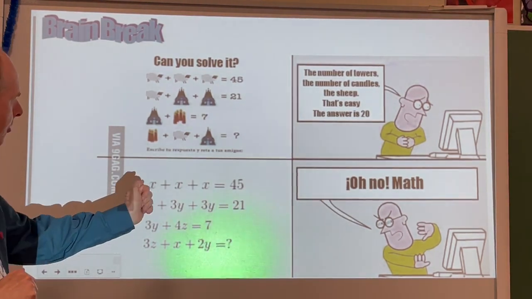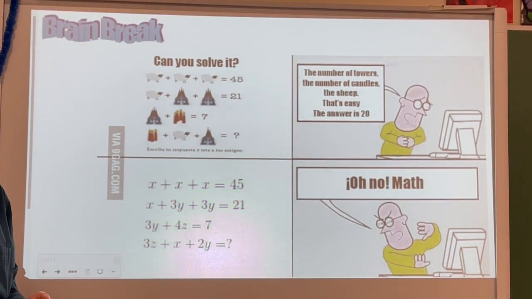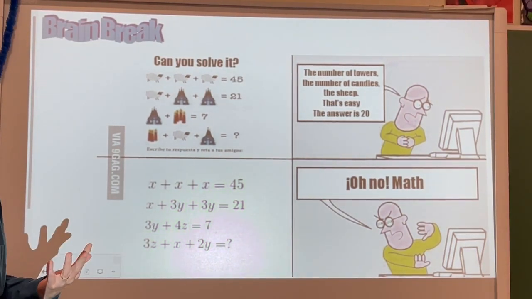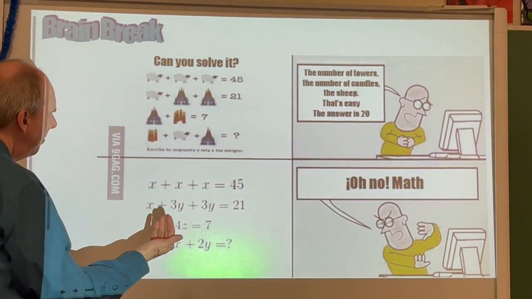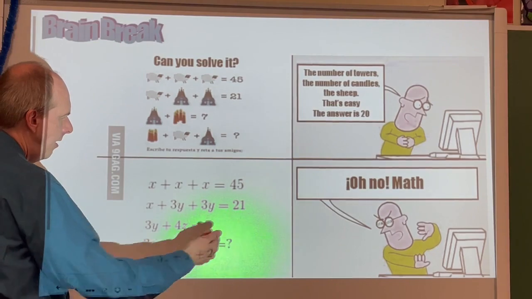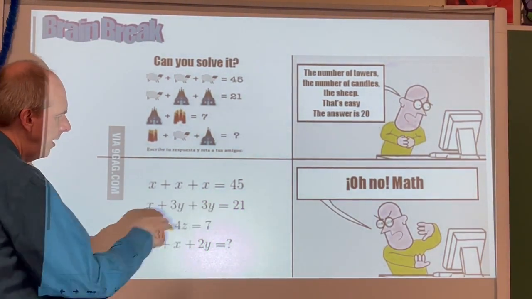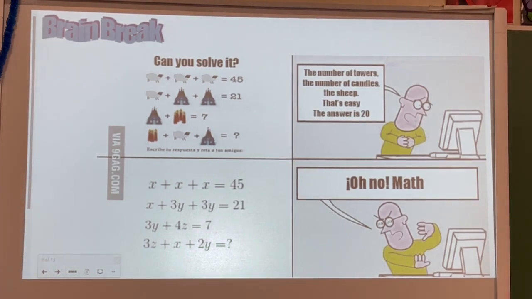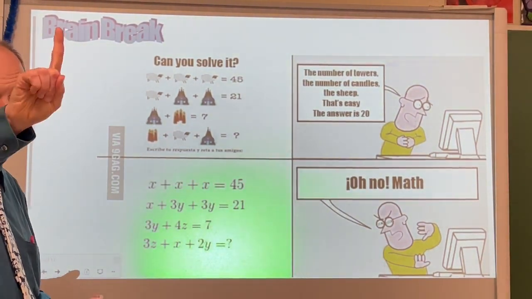We had 1 sheep plus 1 sheep plus 1 sheep equals 45. I'm hoping you got 15 for a sheep. Yes. Then we have 1 sheep plus 3 towers equals 21. So you can plug in your 15 here, subtract from 21, leaving you 6y equals 6. Y is 1.